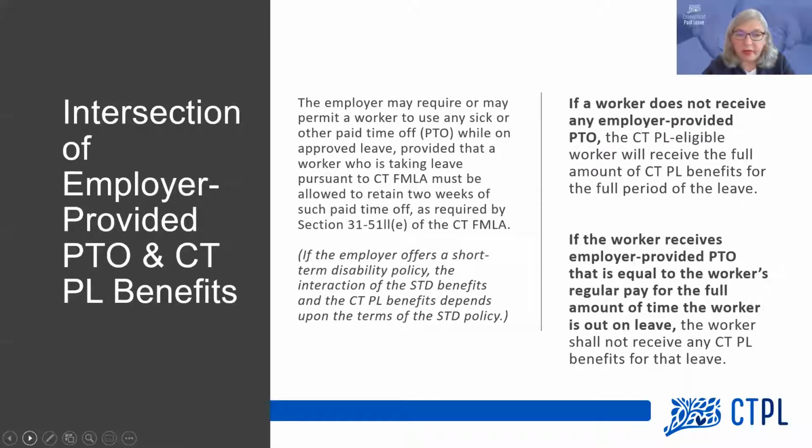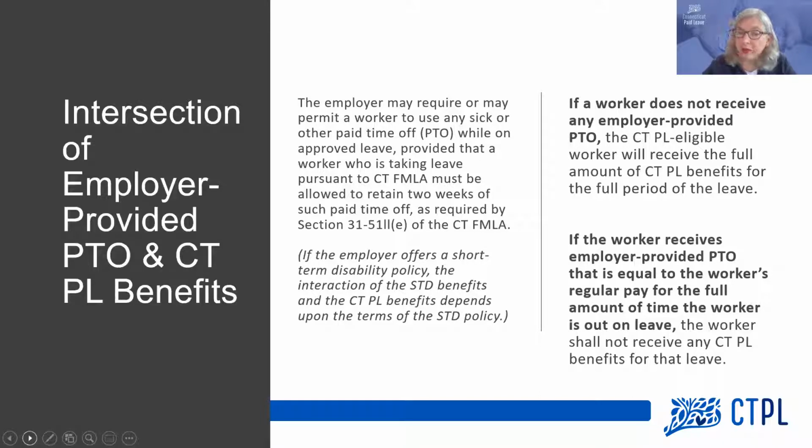We had a lot of questions about the intersection between employer-provided PTO and CTPL leave benefits. Under our statute, the employee can receive benefits from both the authority and their employer at the same time, as long as the total amount does not exceed 100%. And as we've discussed, CTFMLA says the employer can require an employee to use paid time off, but they can't make them exhaust it. So what does this mean? Well, if the worker doesn't get any PTO from their employer, then the first date of leave will also be the first date that they start receiving benefits, and they'll just get benefits for that full period.